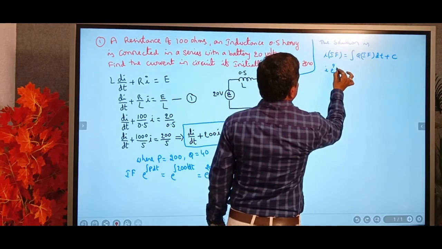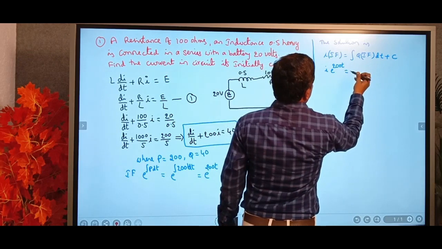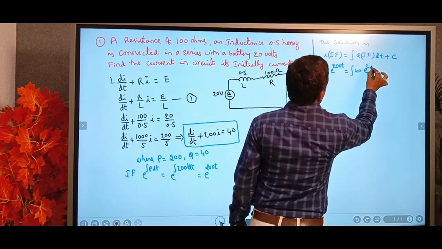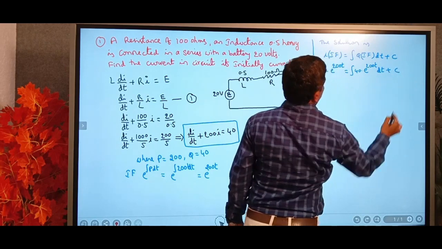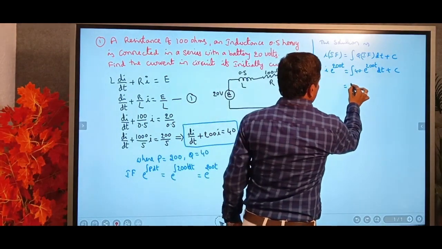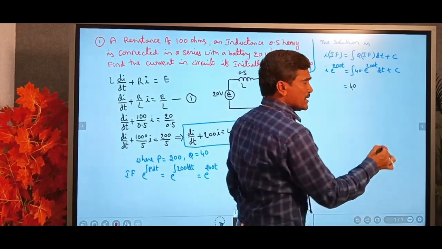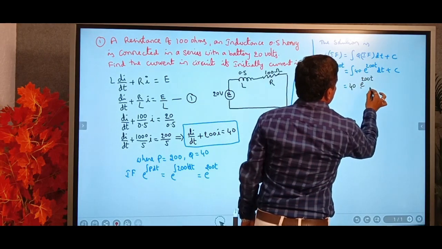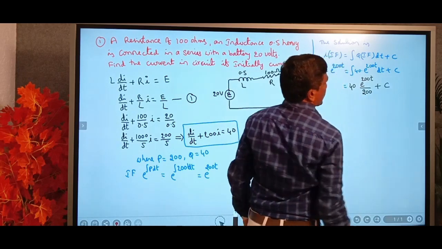So the solution is I times e^(200t) equals the integral of Q, which is 40, times e^(200t) dt plus C. Here 40 is a constant. The integral of e^(at) is e^(at)/a, so here in place of a we have 200, plus C.